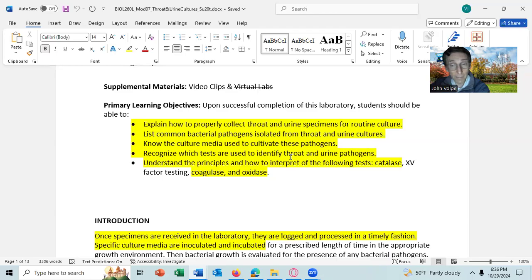We're going to talk about the catalase test, the coagulase test, and the oxidase test, and you should know these tests. We'll briefly mention the XV factor testing. I do not expect you to know that test or be able to explain it in a quiz or something like that. Any question about any of that?